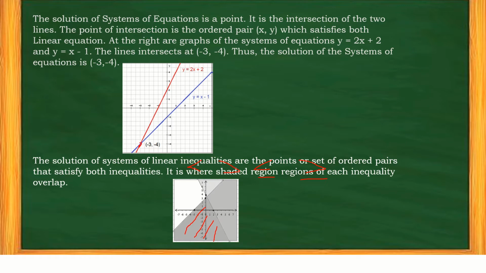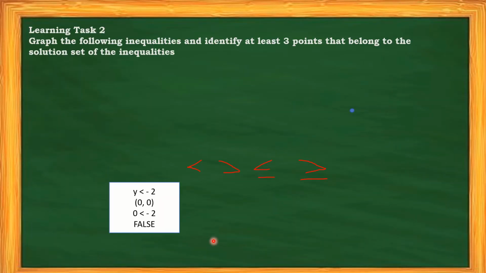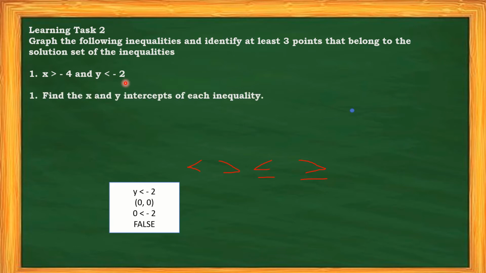Okay, so let's proceed. Let us have learning task 2. In learning task 2, you are going to graph the following inequalities and identify at least 3 points that belong to the solution set of the inequalities. Anyway, you will not be required to answer learning task 1. So learning task 2 and 3 only for week 2. Let us have the first system: x is greater than -4 and y is less than -2.